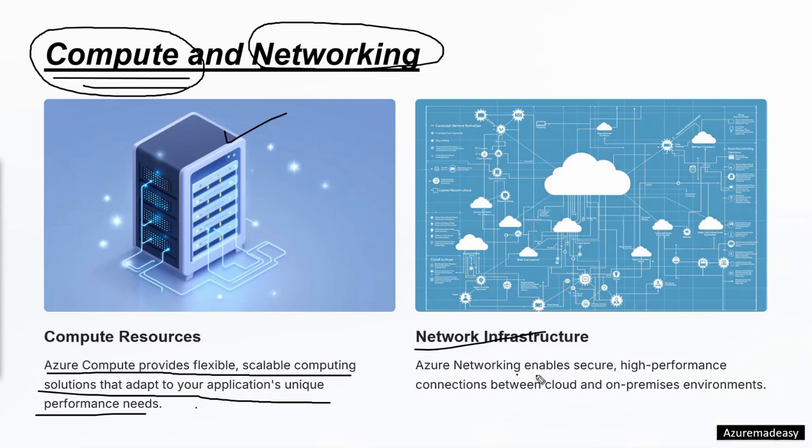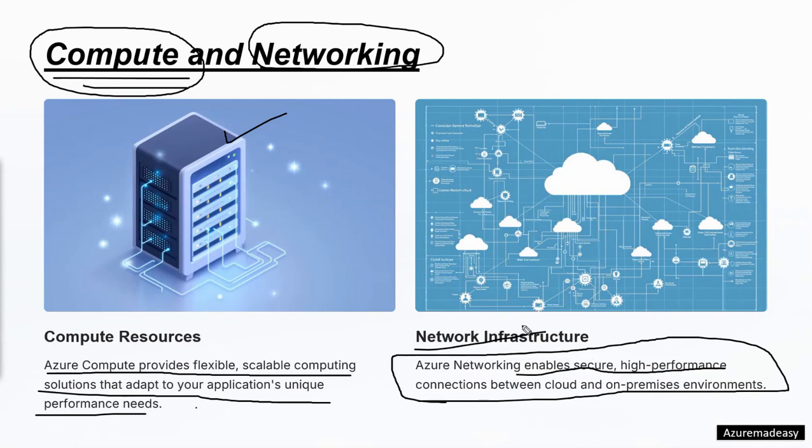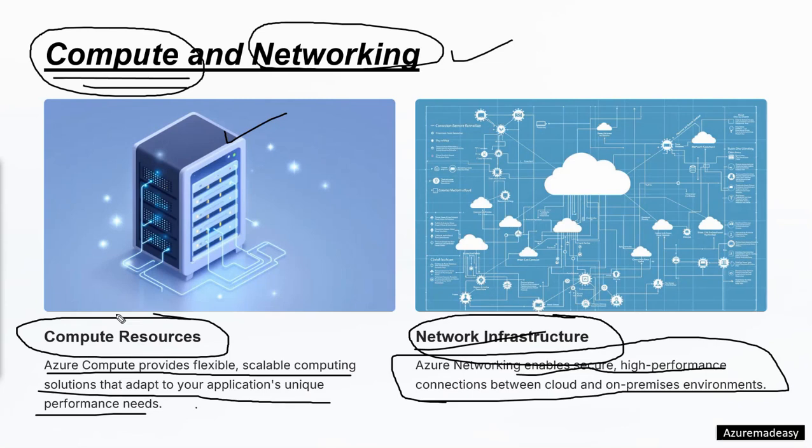So Azure networking enables secure, high performance connections between cloud and on-premises. Networking means earlier what we were managing, RJ45 ports, cables, wires, switches, you are managing in your offices, right? Or the client is managing the network cables, RJ45 jacks, all those things. But in the cloud, you do not need to manage any of those physical aspects of networking. All things will be virtual. This is also virtual and this is also virtual. Everything we are managing or handling virtually.